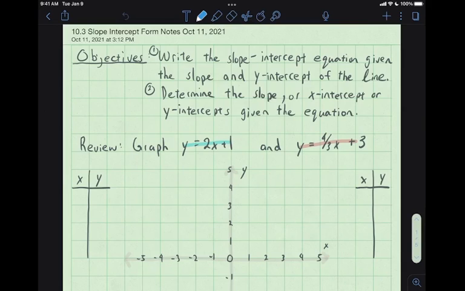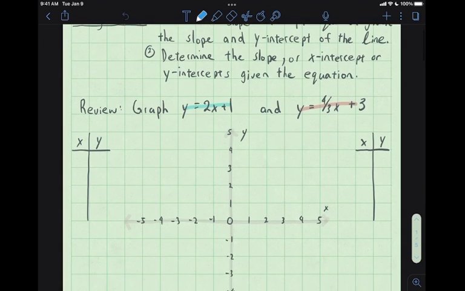Hello. The objective for this lesson will be to work with slope-intercept form. Can we determine the equation of a line given a slope and a y-intercept? And then can we figure out what the x and y-intercepts are for a given equation? We'll start with a little bit of review.